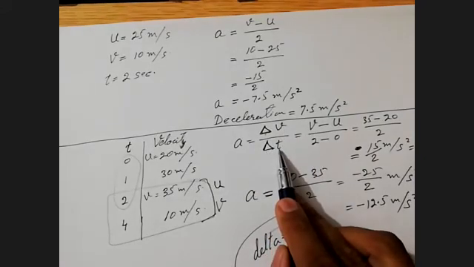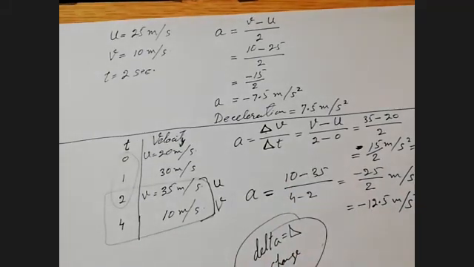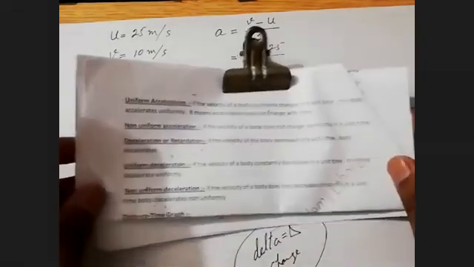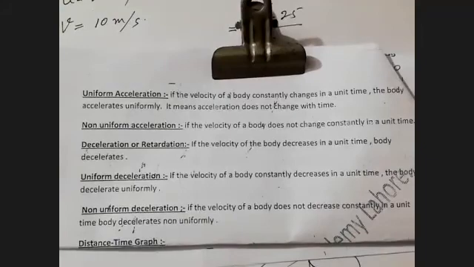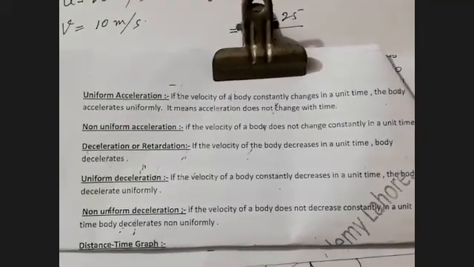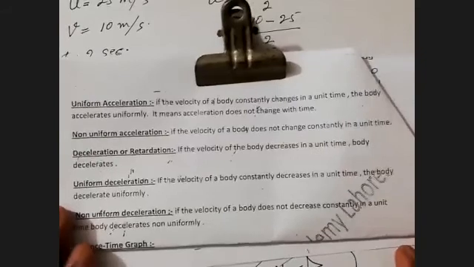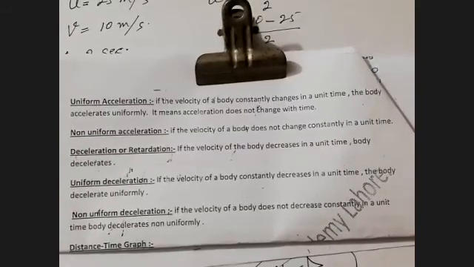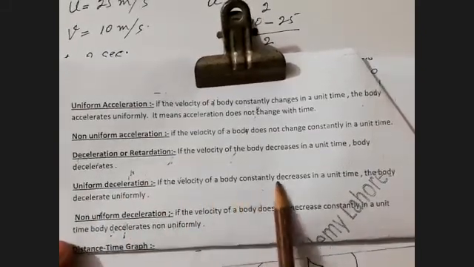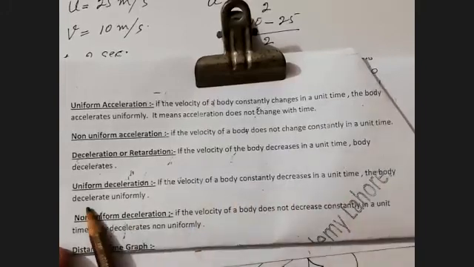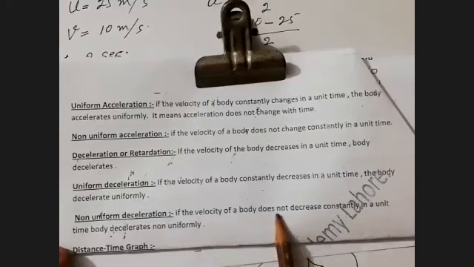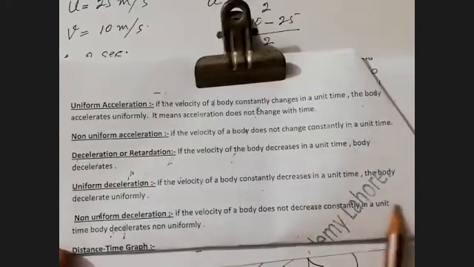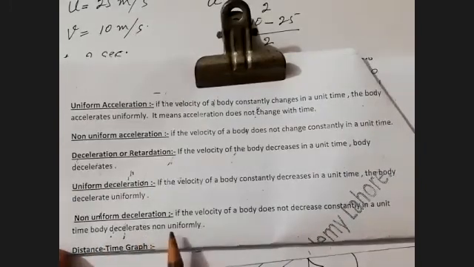Whenever I'm using delta v or delta t, it means change in velocity over change in time. And you have to learn the definitions of velocity, time, acceleration, uniform acceleration, etc., because sometimes the definition may be asked. Whenever the definition is asked, you must not write the definition yourself. You have to learn the definitions because the exact definition must be written. So here I have given you the definition page again.